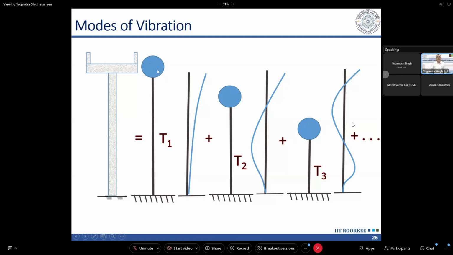And that gives us a further benefit that we need not consider all the modes, because the maximum contribution is coming from the first mode itself.